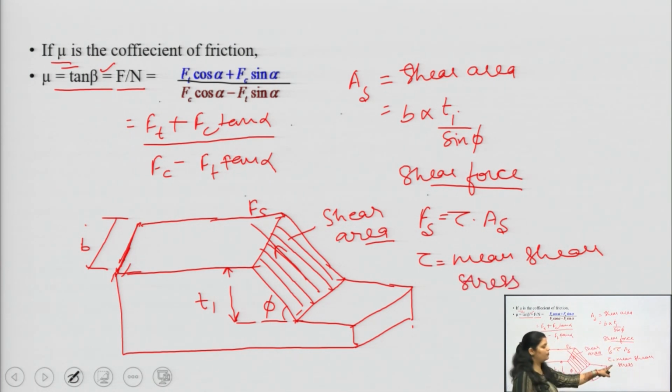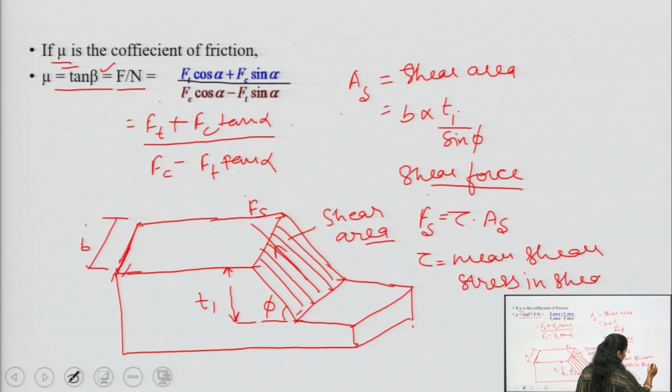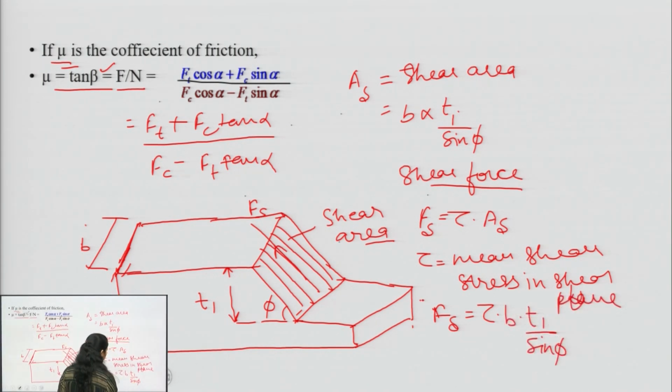Okay, tau is our mean shear stress in the shear plane. तो tau क्या होता है? Force by area. तो shear force क्या हो जाएगा? Tau into As. Okay. तो shear force की वैल्यू क्या आ जाएगी? Fs will become tau, As की वैल्यू पुट कर दीजिए B into T1 by sin phi. This will become our shear force.